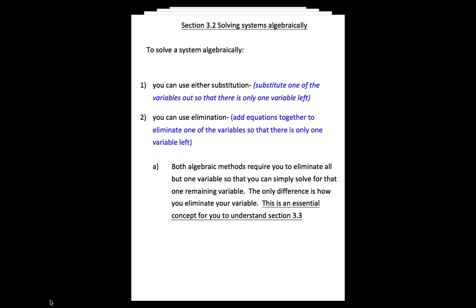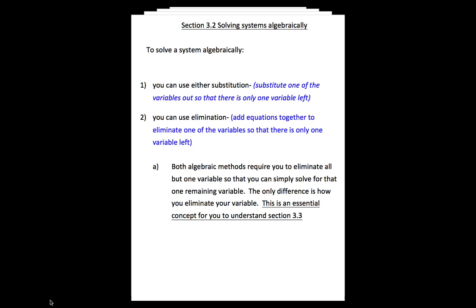So first of all, let's dive a little deeper into the two methods of solving. Substitution is a method in which you're going to use the value of one variable in one of your two equations of your system to solve the other variable. You're going to use substitution to eliminate one of the variables so that there's only one variable left, and you can then solve for that one variable.